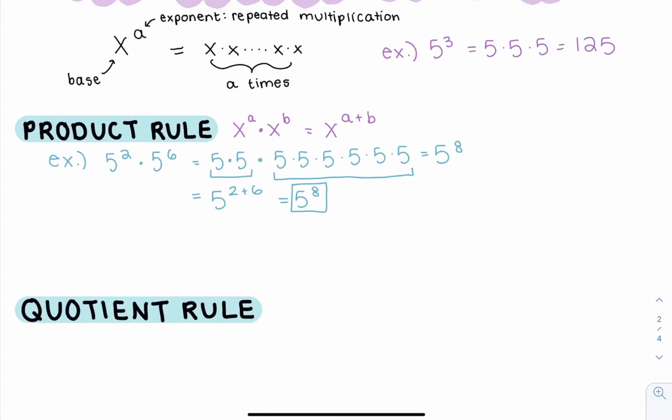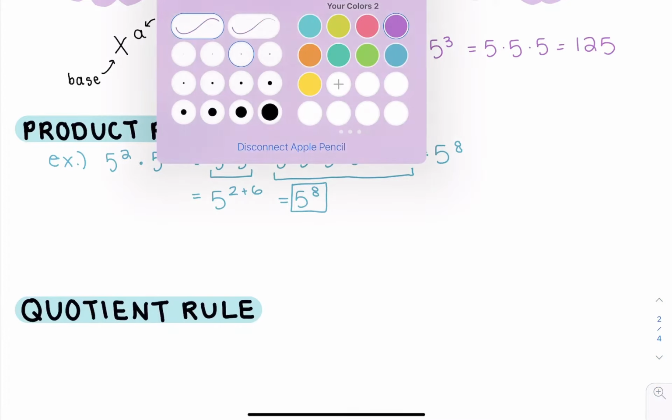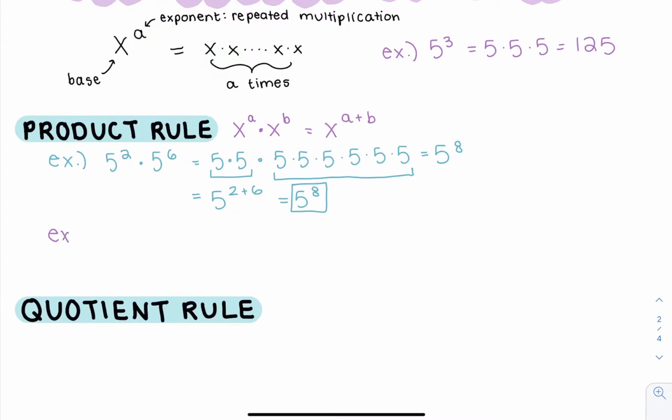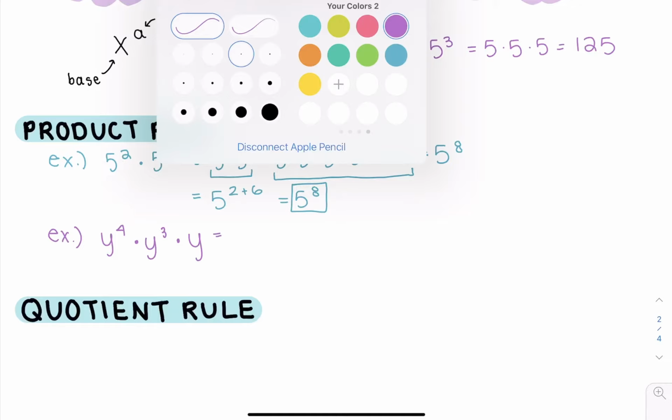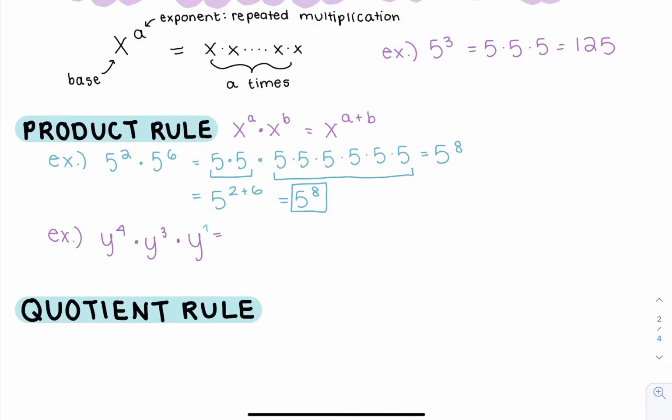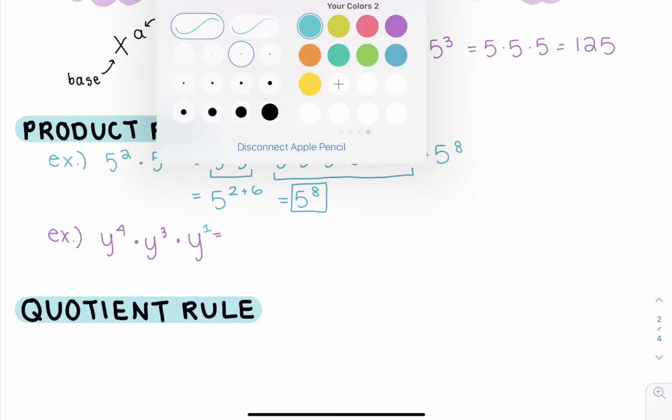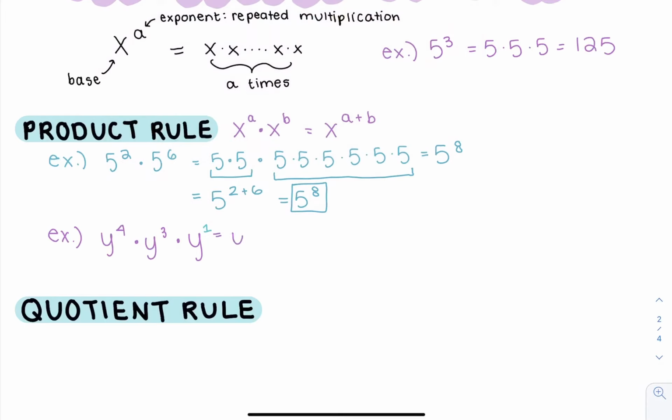Let's try one more. So let's try y to the 4th times y cubed times y. Now there's a hidden 1 right here. So there's really a 1, and now we'll do y to the 4 plus 3 plus 1, which will give us y to the 8th.